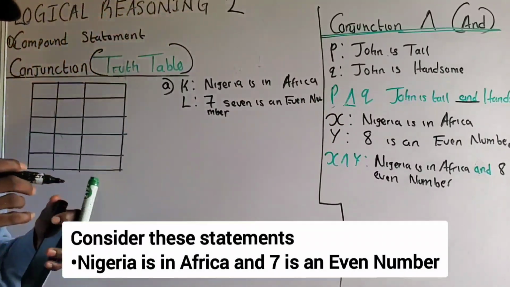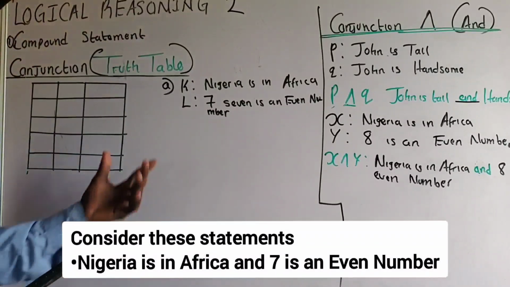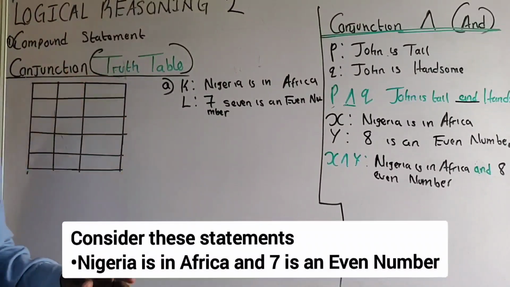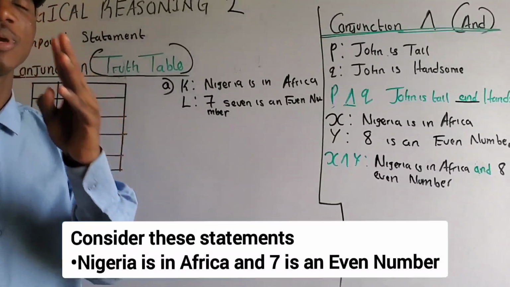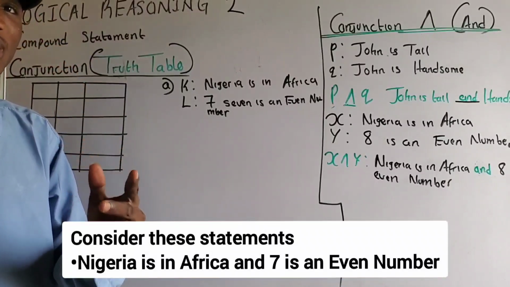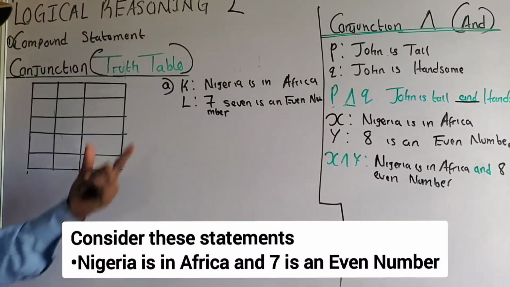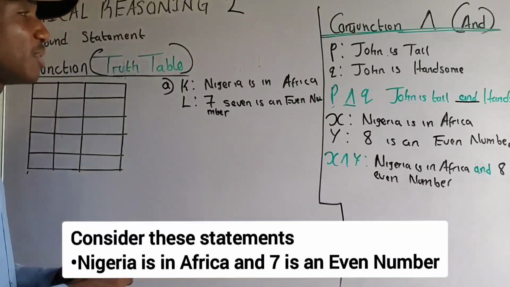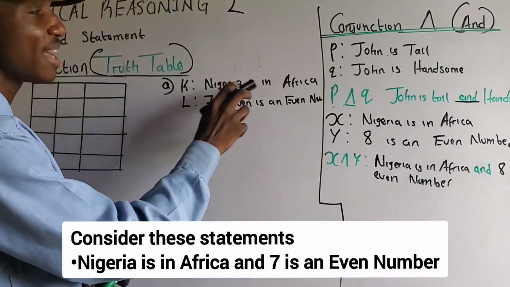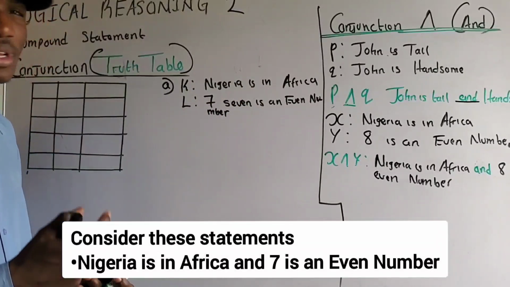Please listen to me. I want to help you to understand how this table works for conjunction. Don't forget, we are looking at the truth table for conjunction. So I want to give you some important statements, and we are going to use them to construct the truth table for conjunction. Now we have the first statement: K represents Nigeria is in Africa, and L represents 7 is an even number.